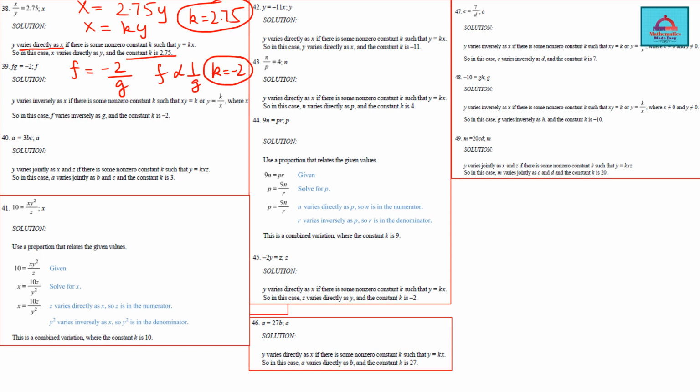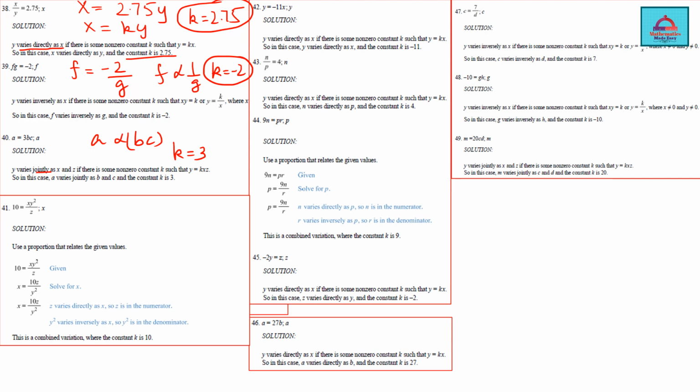That's the constant. Then a is equal to 3 multiplied with bc. You have to say for a. So you see a is varying jointly as the product of b and c. So this is a question on joint variation, and your value of k is 3.